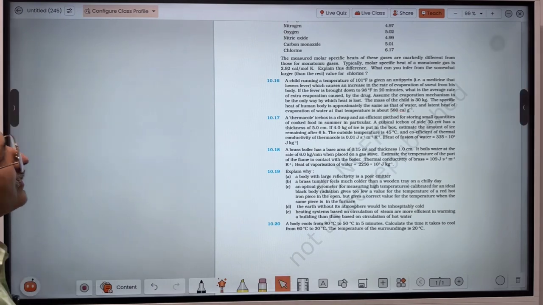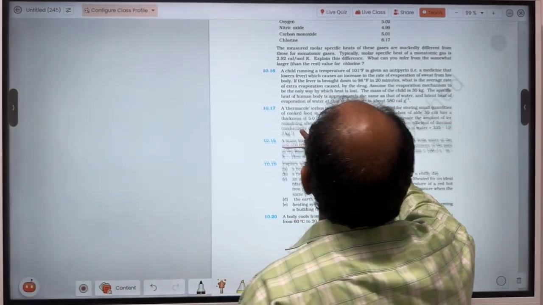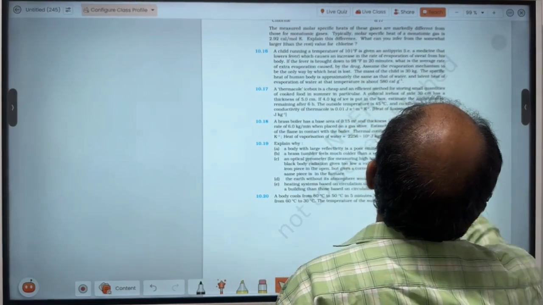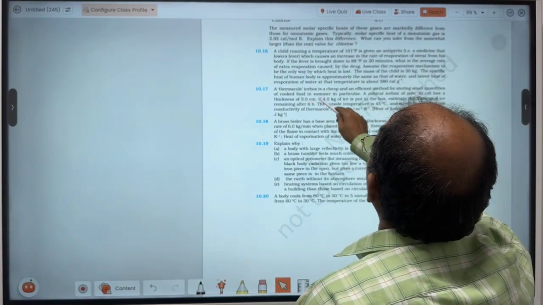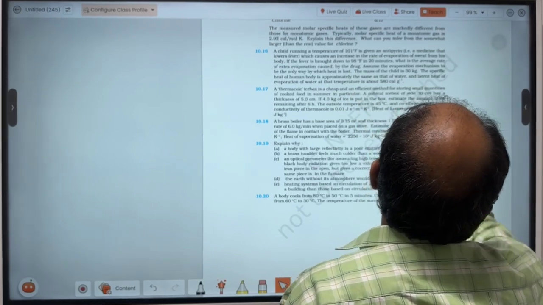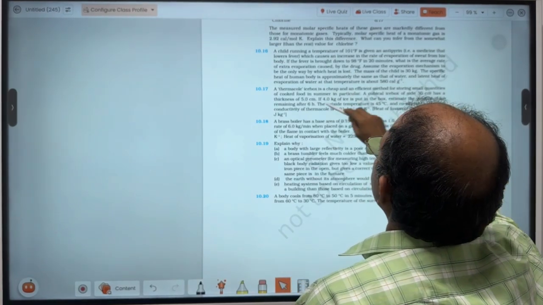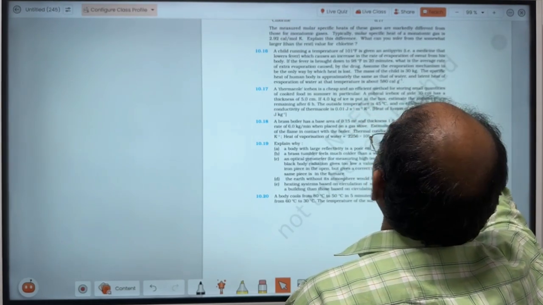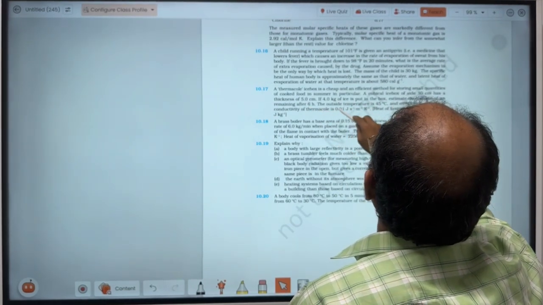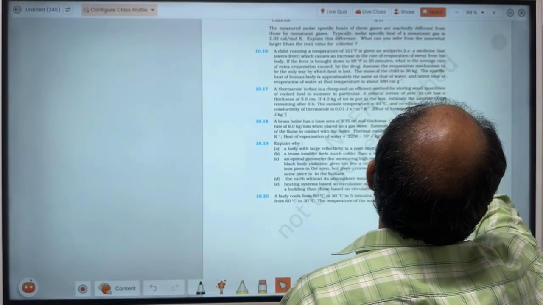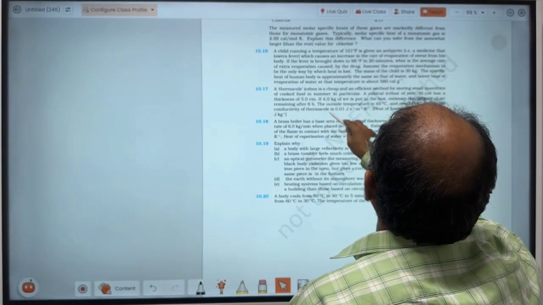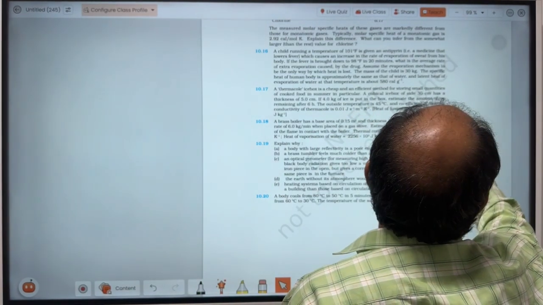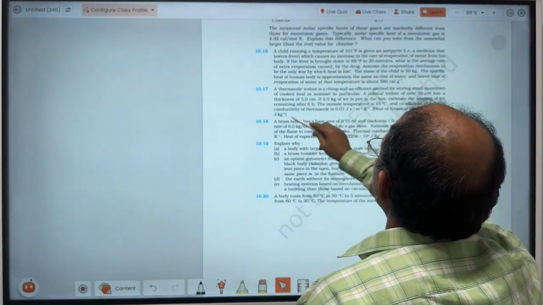Now let's take next question. Next question says, a thermocol icebox is cheap and an efficient method for storing small quantities of cooked food in summer. In particular, a cubical icebox of size 30 cm has a thickness of 5 cm. If 4 kg of ice is put in the box, estimate the amount of ice remaining after 6 hours. The outside temperature is 45 degrees centigrade and coefficient of thermal conductivity of the thermocol is 0.01 joule per second per meter per Kelvin. Heat of fusion is 335 into 10 power 3 joule per kg.